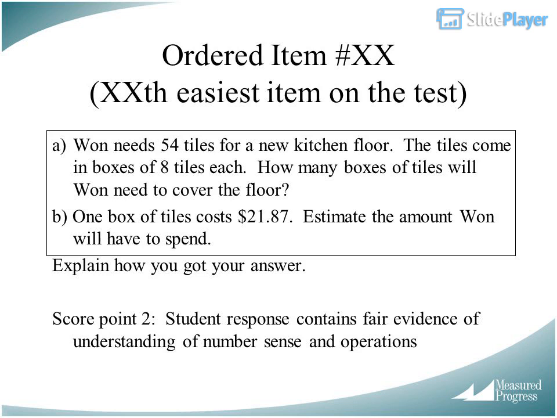Ordered item #20, 20th easiest item on the test. A. One needs 54 tiles for a new kitchen floor. The tiles come in boxes of 8 tiles each. How many boxes of tiles will one need to cover the floor? B. One box of tiles costs $21.87. Estimate the amount one will have to spend. Explain how you got your answer.